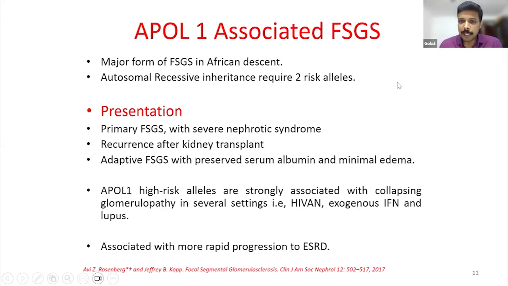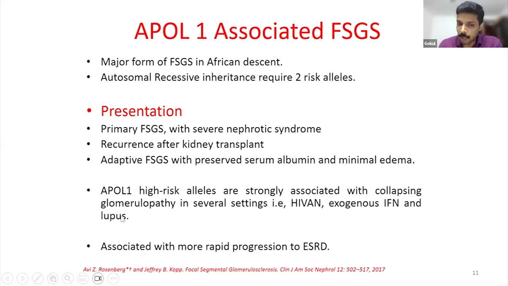And a word about APOL1-associated FSGS, which is not common in our part of the world. It is a major form of FSGS present in people of African descent, with an autosomal recessive inheritance pattern, and it requires 2 risk alleles. APOL1-associated FSGS can present in any of 3 ways. One is primary FSGS with severe nephrotic syndrome. It can present as a recurrence after kidney transplant. It can present as adaptive FSGS with preserved serum albumin and minimal edema. And this has to be kept in mind.